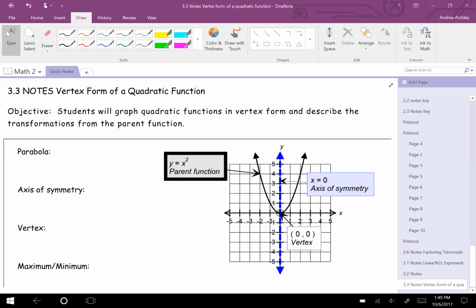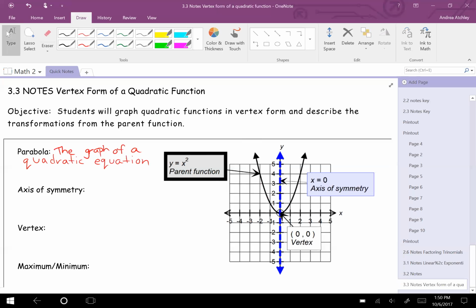So first, before we do that, we want to just go over the basics of a parabola. Okay, a parabola is the graph of a quadratic equation. It's that U shape that we see right here. Okay, this is the parent function, which is just y equals x squared.